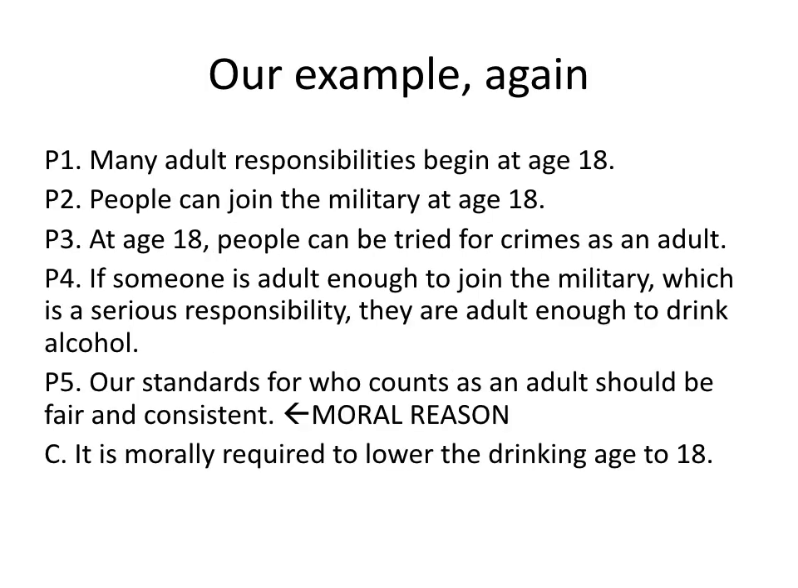This is the sample argument that I've been writing through the lecture. This is from two slides ago. But if we look through this argument again, it talks about adult responsibilities starting at age 18 and all these things that happen at age 18. When we get to premise 5, the argument does include a moral reason. Our standards for who counts as an adult should be fair and consistent. "Should be" is moral vocabulary, and also "fair" is moral vocabulary.